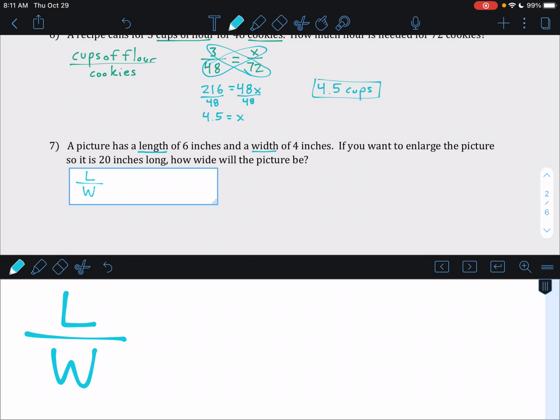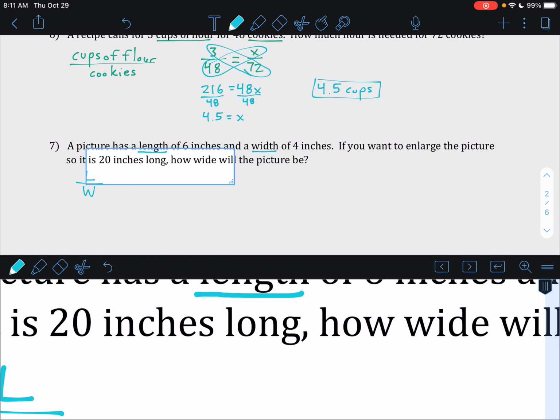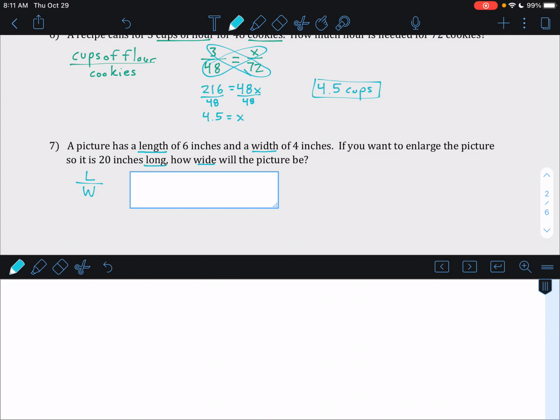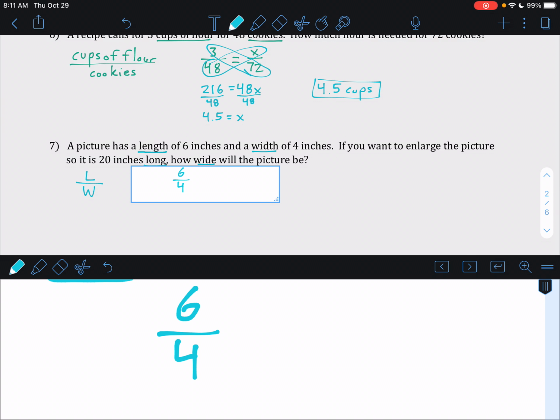If you want to enlarge the picture so it is 20 inches long, how wide will the picture be? So 20 inches long, that's length, and it's asking how wide will it be, so that's the width. The picture is a length of 6 and a width of 4. So my first ratio is 6 over 4, length over width. And that's going to equal 20 over x, because I don't know what the width is going to be.